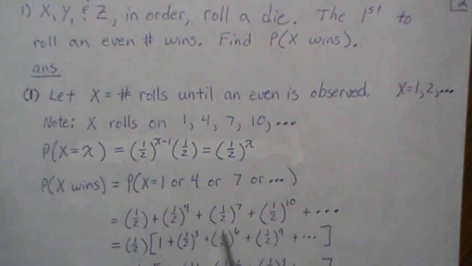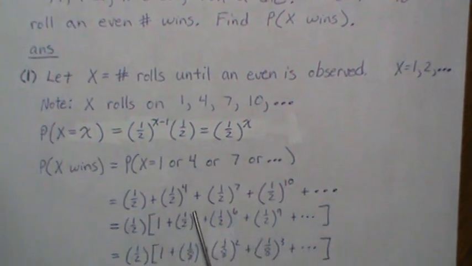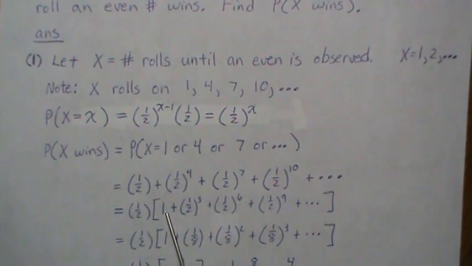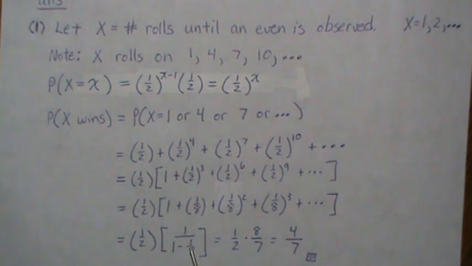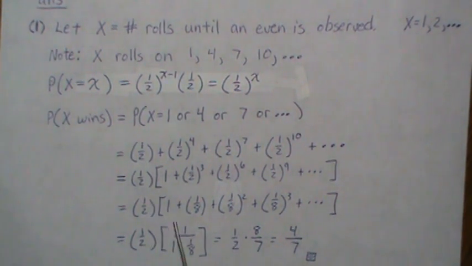But we could take each of these, which has a factor of 3, and put that factor into the 1/2. So then we have 1, and then 1/8, and then 1/8 squared, 1/8 cubed, 1/8 to the 4th. Now this is that geometric series that I understand how to calculate. So this converges to 1 over 1 minus 1/8, and of course the 1/2 out front. This simplifies to 4/7. So that's the probability that X wins.